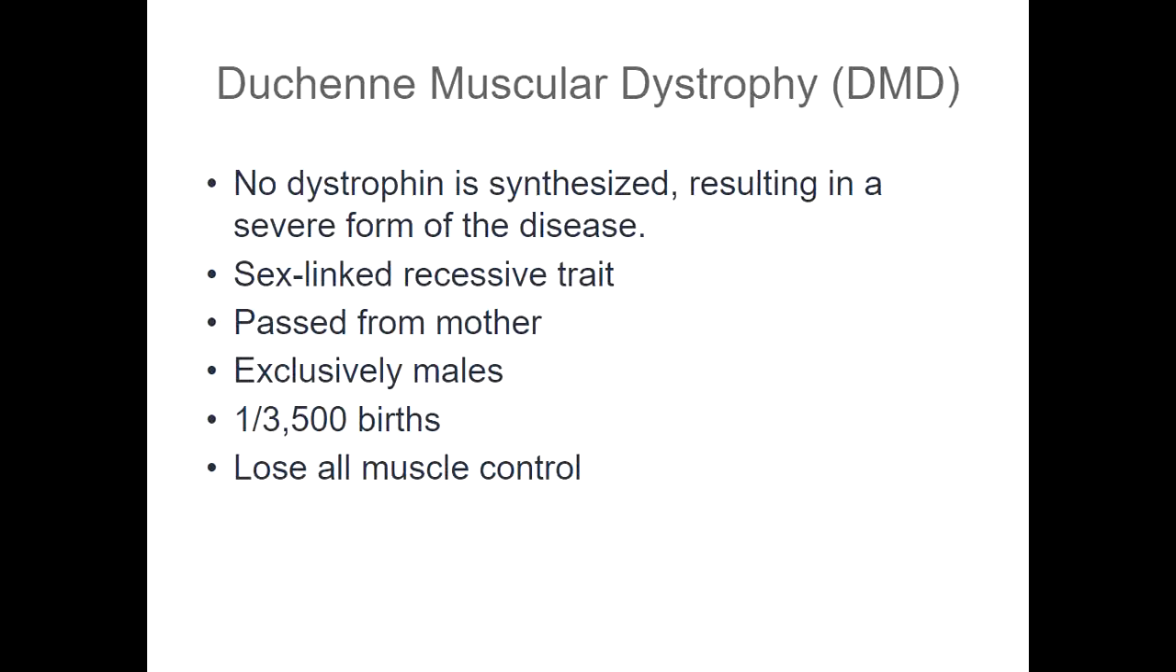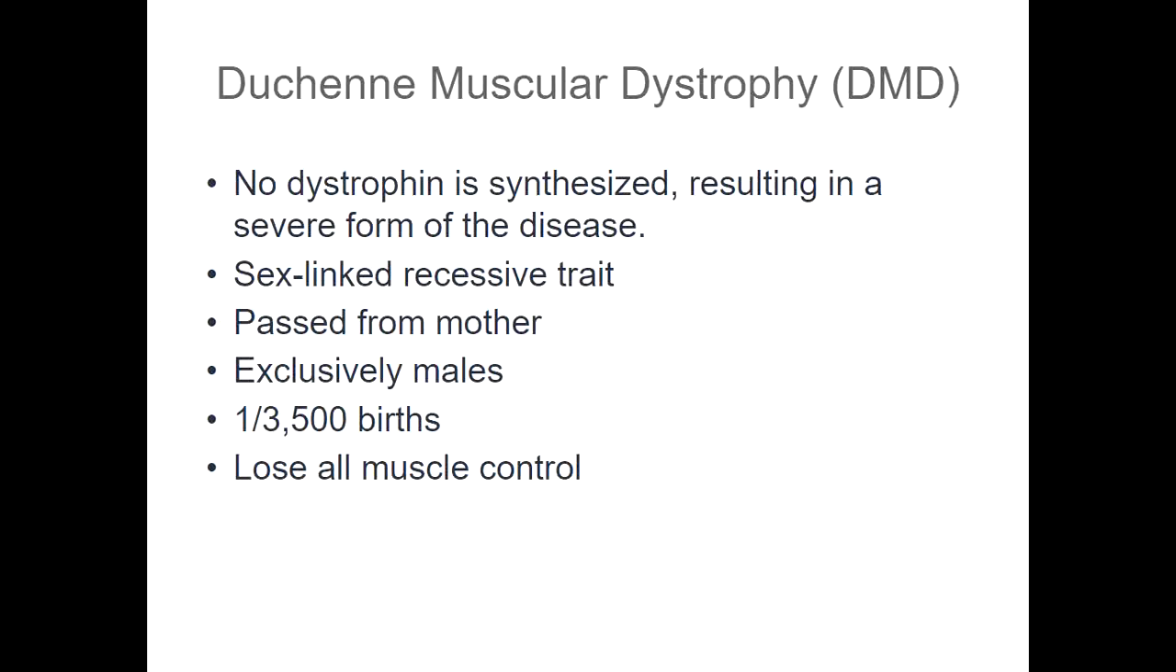So basically what happens with DMD is you begin to lose all muscle control. So as the child ages, their muscles in their body begin to contract less effectively, and then over time they just stop contracting until it eventually affects things like the diaphragm, which causes breathing, and then the heart, of course, which is going to pump your blood through your body. And so it can be an extremely devastating disease when a child is diagnosed with DMD.